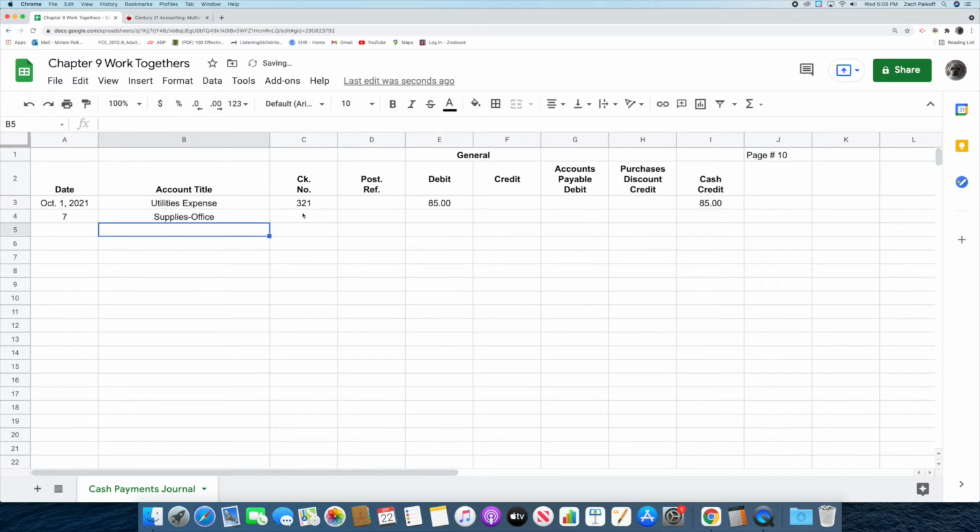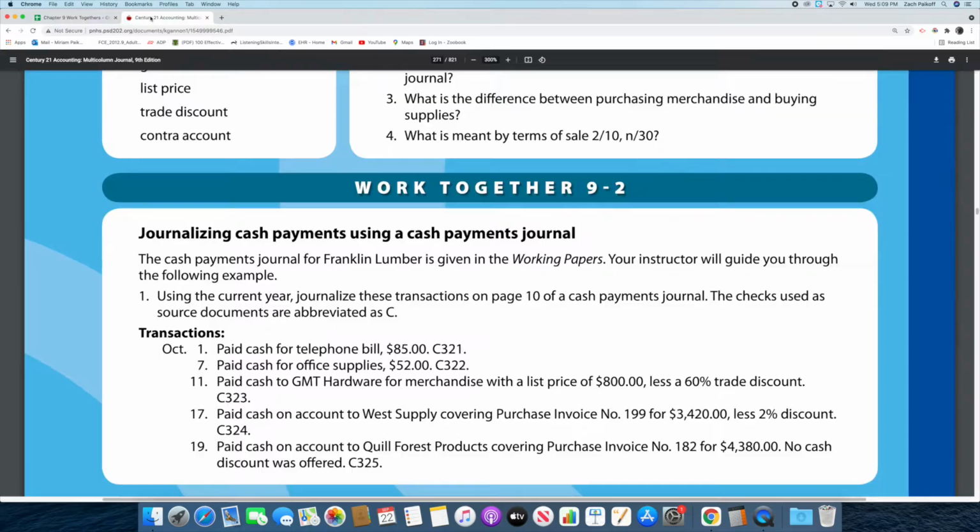After that, we're going to put in the check number, which is 322, in the check number column. And then we're going to record the amount, which is $52, in the general debit column, and also the cash credit column. Alright, so that was the second transaction.